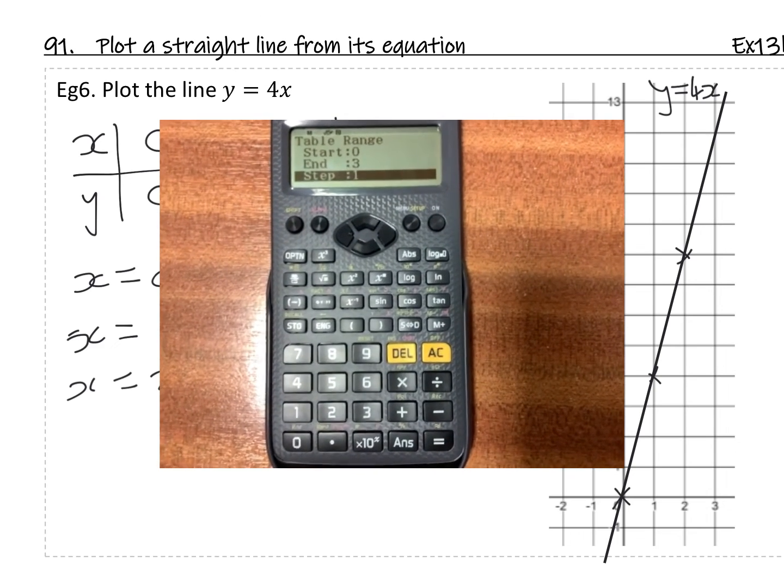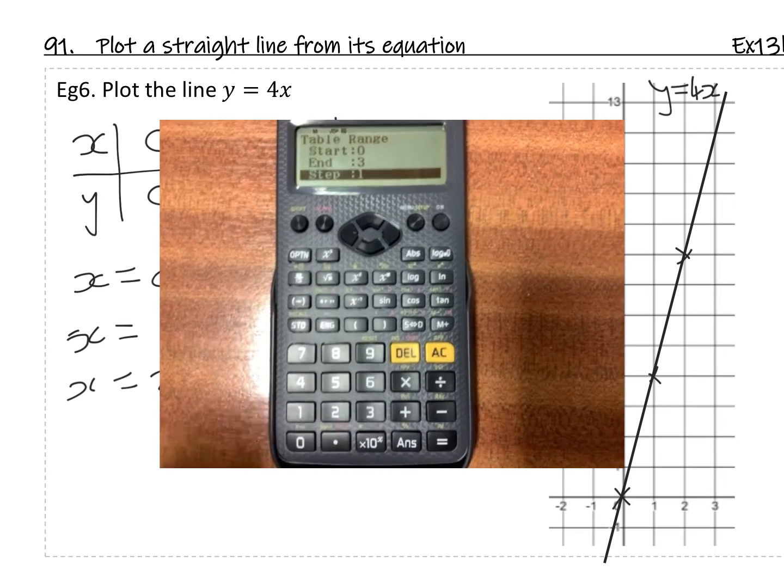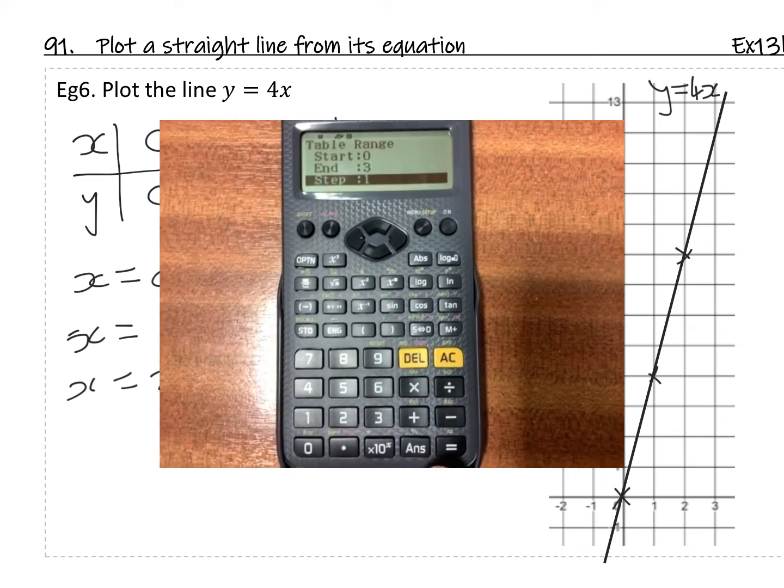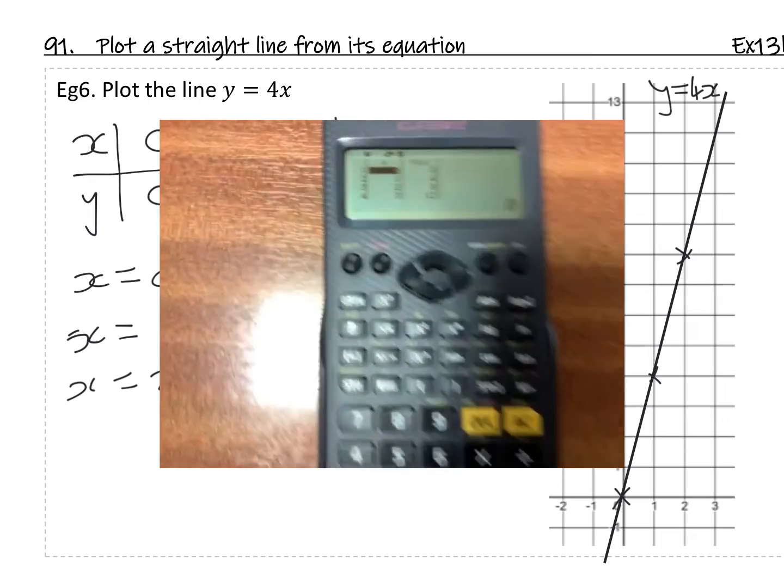The step just means we go up in 1s or 2s or 3s. We're going to go up in 1s, so it'll be 0, 1, 2, 3. So just keep the step at 1 and then hit equals. And that gives you a table of values.